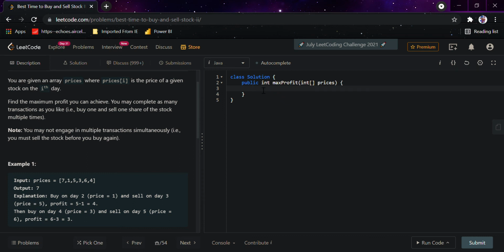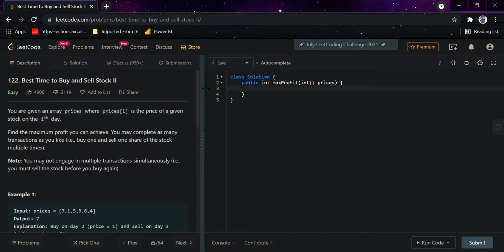So hi guys, today we would be doing the question Best Time to Buy and Sell Stock 2. In the previous question we had to find the maximum profit which could occur if we were selling once and buying once. But here in this question it's written, find the maximum profit you can achieve. You may complete as many transactions as you like, that is, buy one and sell one share of the stock multiple times. So last time we could only do that once, but now we can do it more than once.